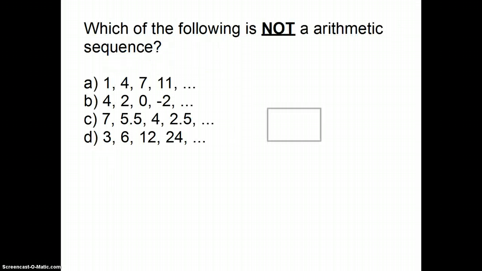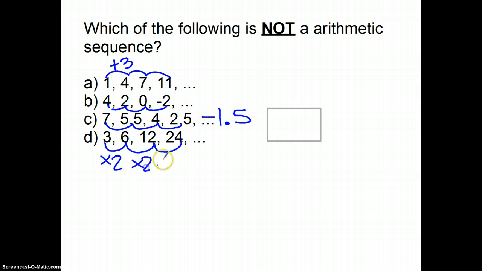Which of the following is not arithmetic? Well, this one is, it looks like adding 3, and that stays the same. This one, taking away 2. This one, that's actually taking away 1.5. And this last one is doubling. That means it's timesing by 2. So that is not arithmetic.